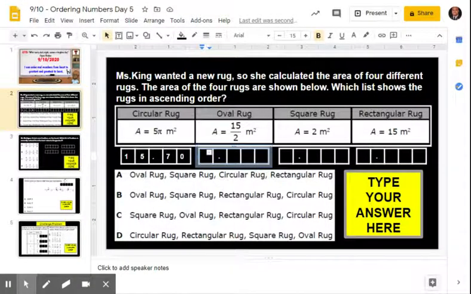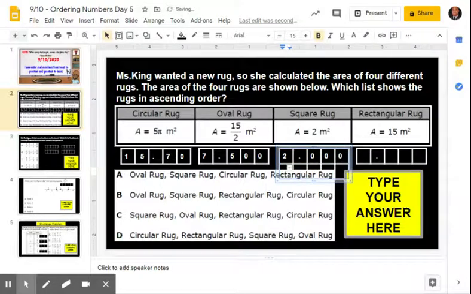So this one would be 7.5, and then we have 0, 0 to fill in. This one is clearly 2. Fill in with my blanks. And our last one is 15.